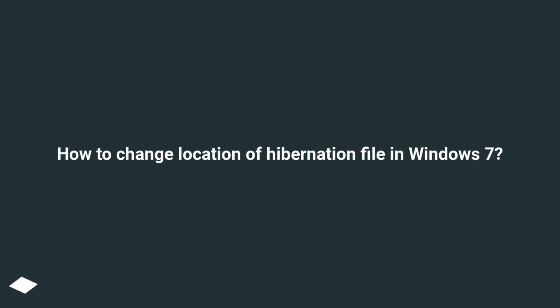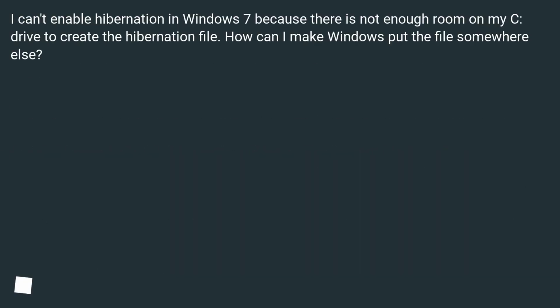How to change the location of the hibernation file in Windows 7? I can't enable hibernation in Windows 7 because there is not enough room on my C drive to create the hibernation file. How can I make Windows put the file somewhere else?